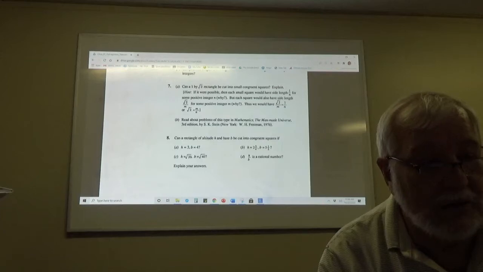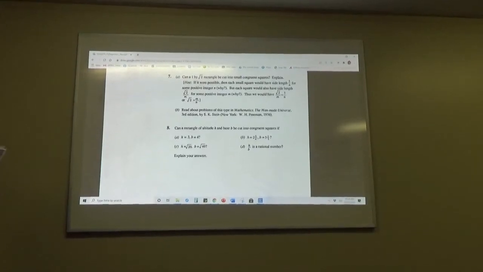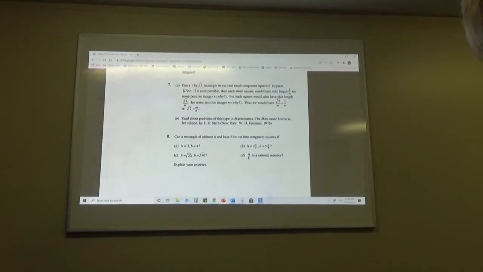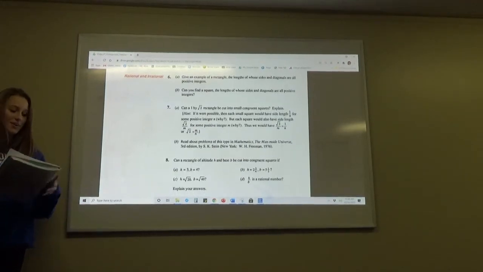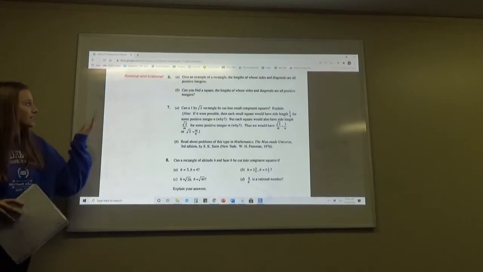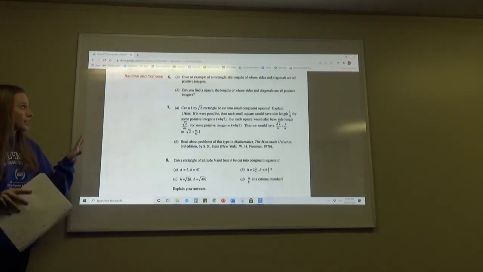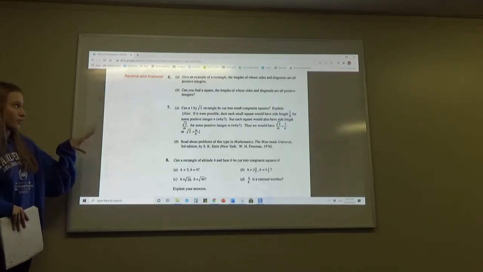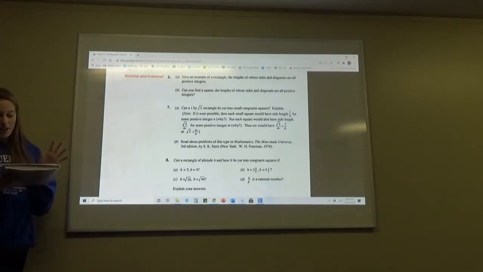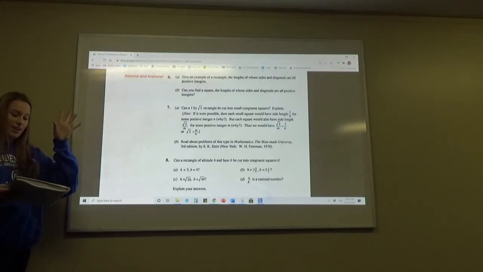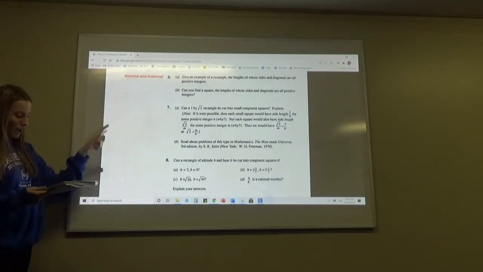Number 7. Oh, a lot of words. Number 6. So this is 7. Less words. Okay, so I was a little confused on mine, but basically it says give an example of a rectangle, the length of whose sides and diagonals are all positive integers. And then the second part says, can you find a square, the length of whose sides and diagonals are all positive integers. So I basically looked up the rule that a square can be a rectangle. And so I decided to go with B first before A.